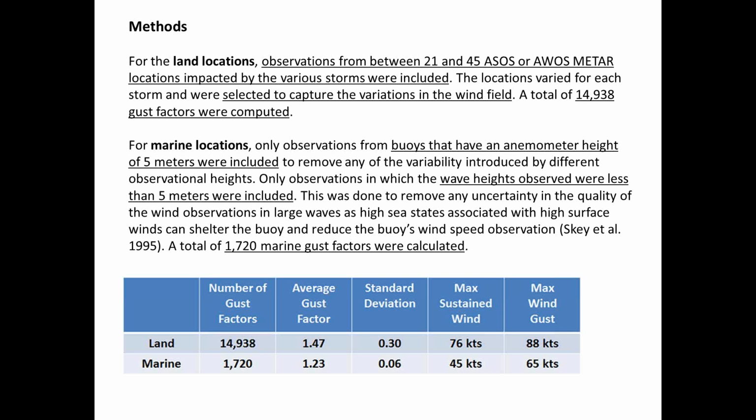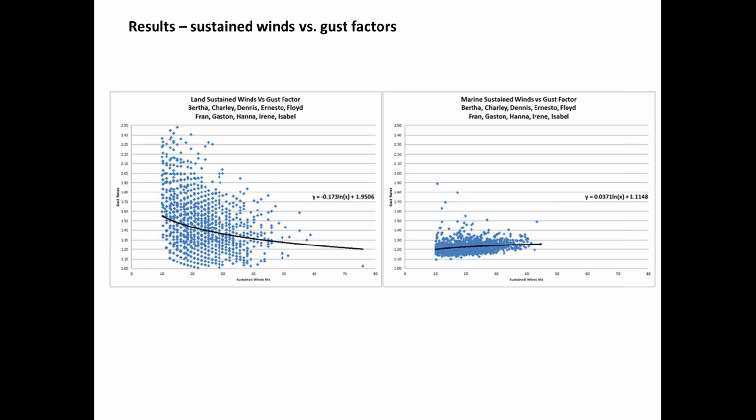The table at the bottom shows the number of gust factors for both the land and marine locations we used. The average gust factor, which you'll notice for the land locations, was considerably higher than the marine location, and the standard deviation was much more variable for the land locations than the marine locations. The maximum wind speeds in knots are shown there, and you can note that the maximum wind gust for the marine locations was much reduced from the land locations. Again, that's because of the 5-meter wave height boundary we put on there, so we recognize that that has some impact on the data.